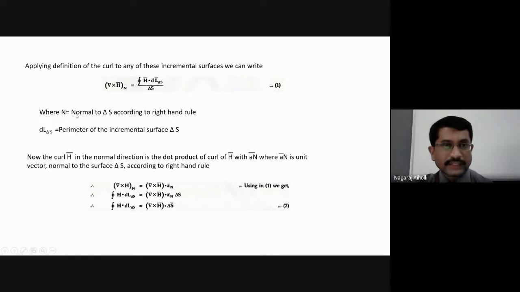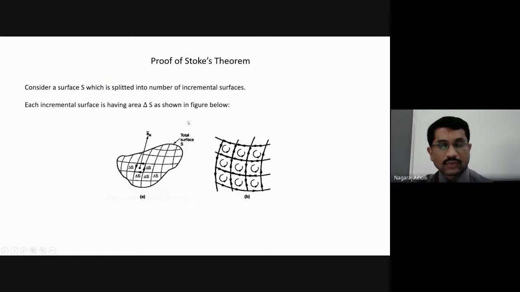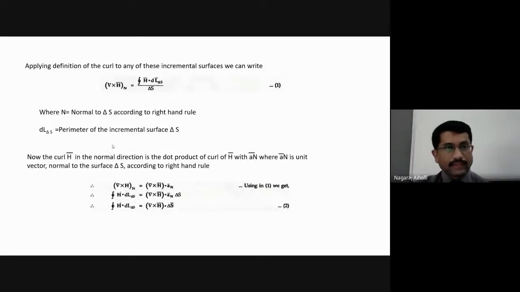What is N here? N is the normal to delta S according to the right hand rule. If we apply the right hand rule to figure A, the current is flowing in this direction, clockwise. The field will be along the Z direction, along the direction of the unit vector AN bar. That is the direction of the magnetic field intensity, where N is the normal to delta S according to the right hand rule.